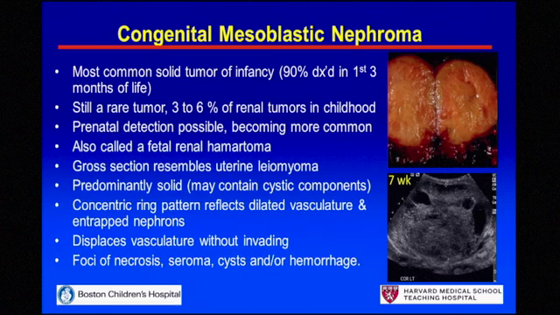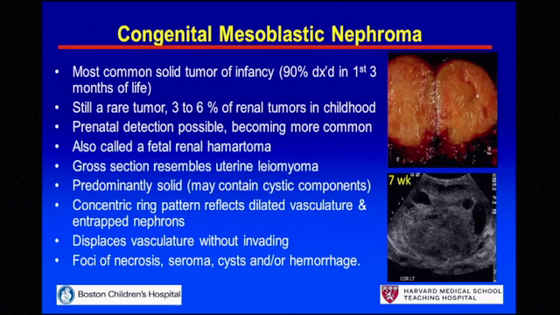Talking more specifically about additional tumors. All right, so we're getting into the newborn classification. The first topic is congenital mesoblastic nephroma. This is the most common solid tumor of infancy. The vast majority are diagnosed within the first few months of life. Nonetheless, it's still a very rare tumor, comprising only 3 to 6% of renal tumors in childhood.